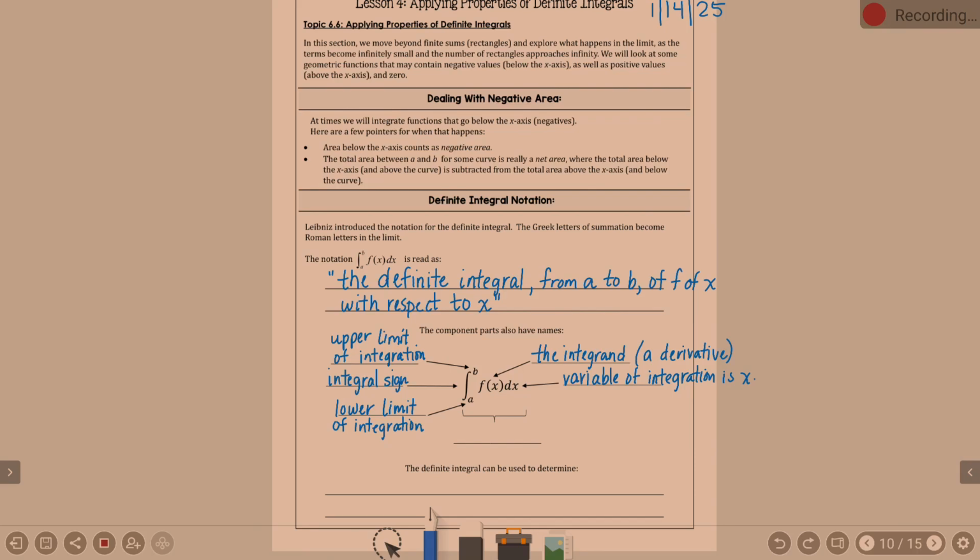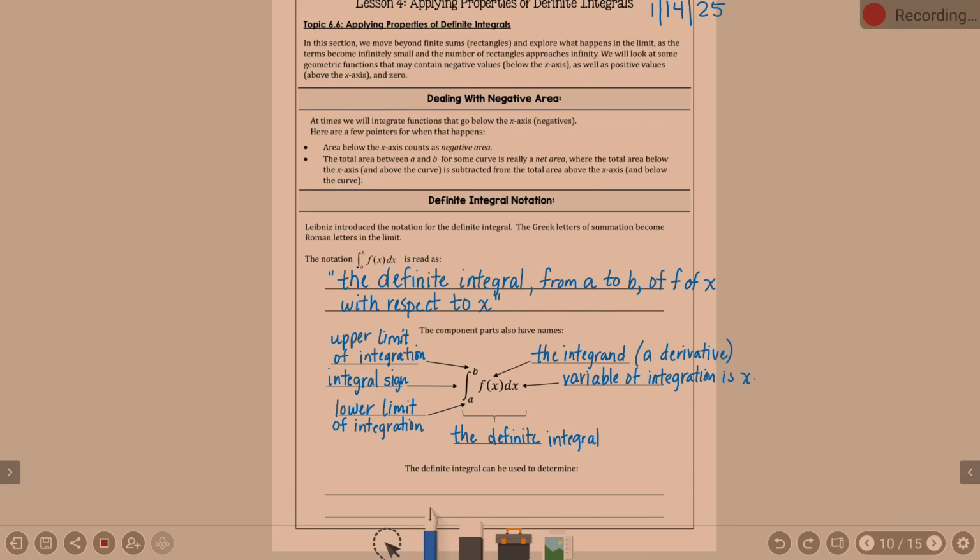And then lastly, the blank at the bottom. This whole thing is a definite integral. Now, eventually we'll talk about something called an indefinite integral, but this is a definite integral because it has the boundaries a and b. When we talk about an indefinite integral, that'll be a slightly different situation where you won't necessarily have the a and b values.